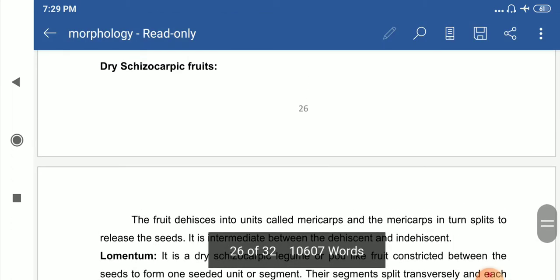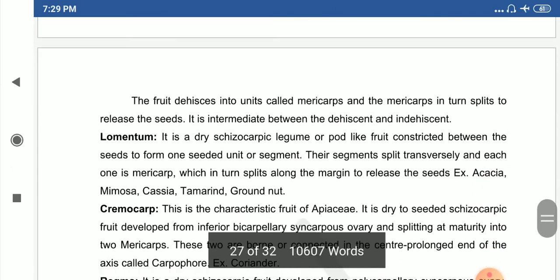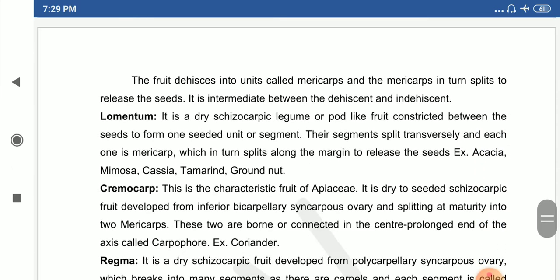And next one is a dry schizocarpic fruit, that's a lomentum. Usually characterized by the family Mimosaceae, and usually these are the lomentum, that means they have wall-like bulges, just like a legume fruit. And the next one is cremocarp.